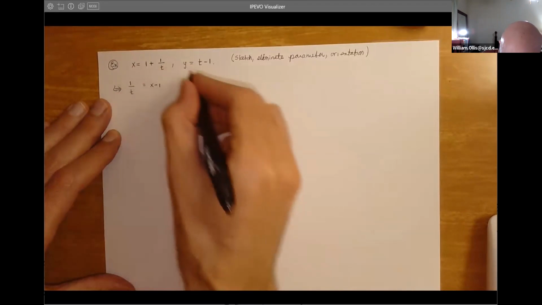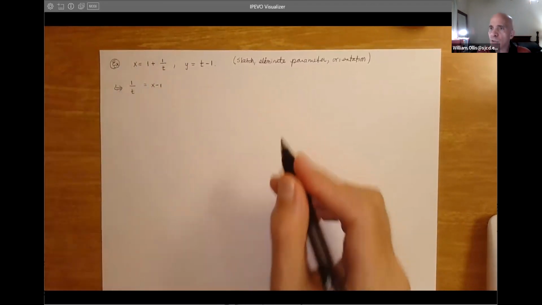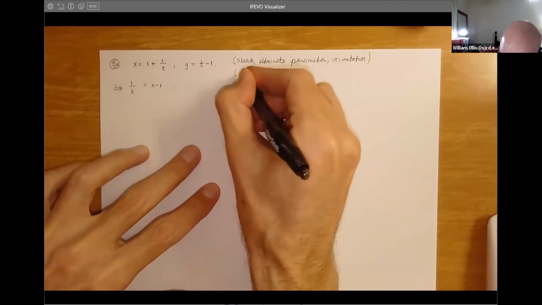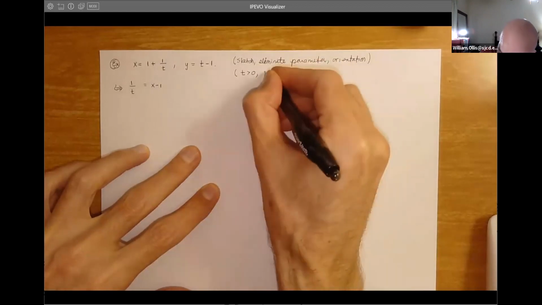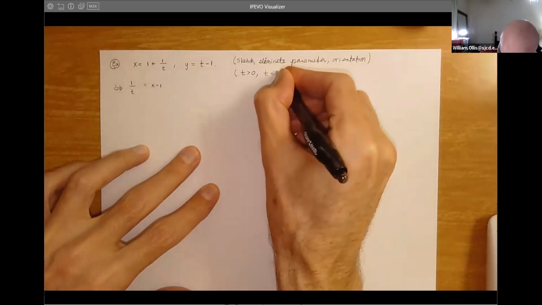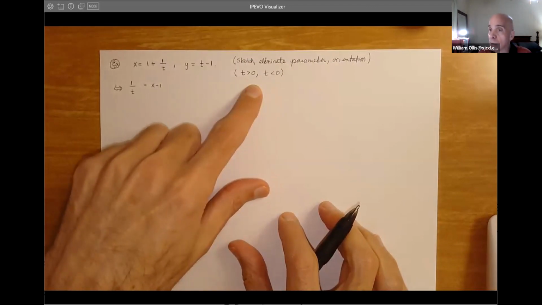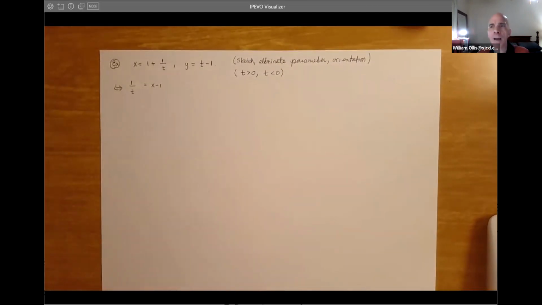And now you're looking at this and saying, well, we've got this 1 over t, so clearly we could have t greater than 0, or we could have t less than 0, never equal to 0, clearly. So you're thinking you've got two sections here. So when we think about this parameterization, we definitely have these values of t and we have these values of t. So maybe you may just restrict to 1. Or if you look at both, that may include the entire graph.